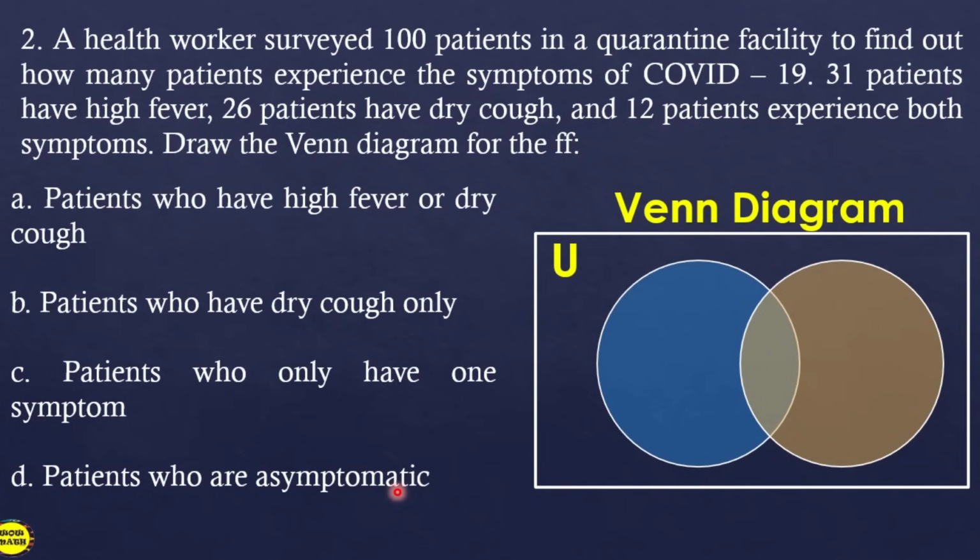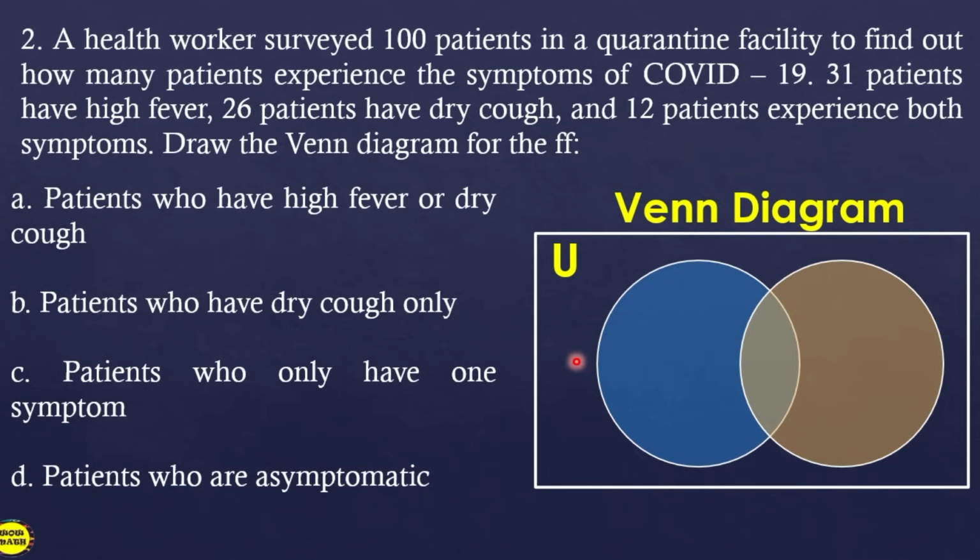Next, a health worker surveyed 100 patients in a quarantine facility to find out how many patients experience the symptoms of COVID-19. 31 patients have high fever, 26 patients have dry cough, and 12 patients experience both symptoms. Draw the Venn diagram for the following. So, I have here a prepared Venn diagram. Now, this time, tayo po ang gagawa ng illustration.